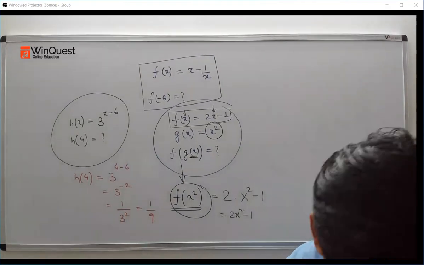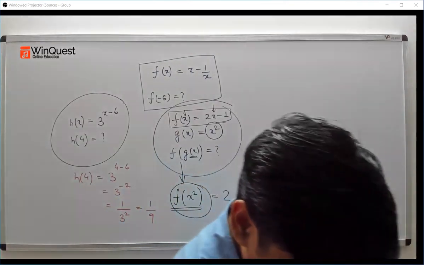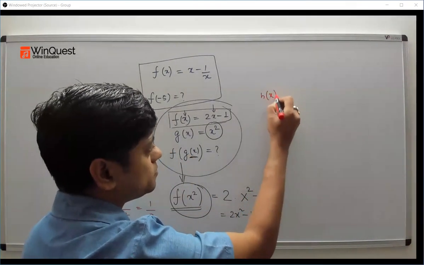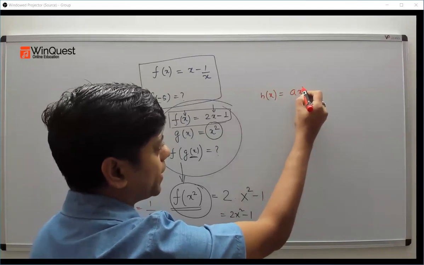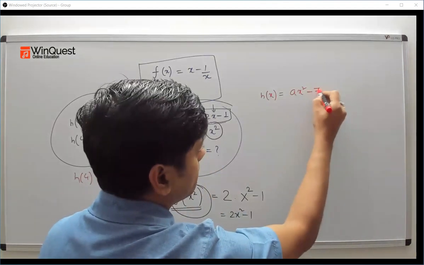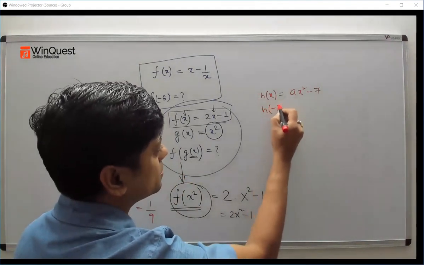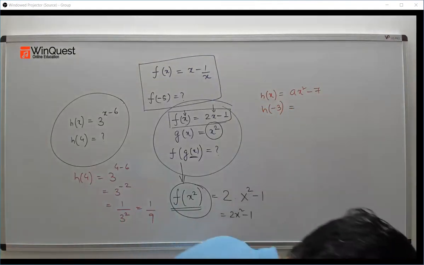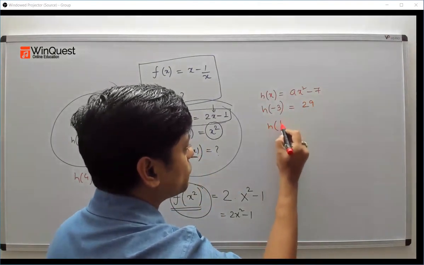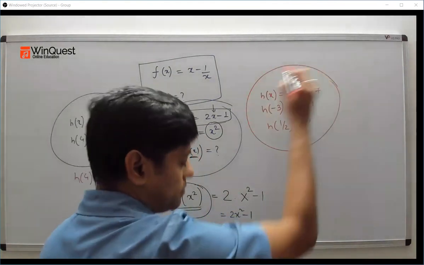Anybody? Okay. I will give you another sample problem. Actually, it's a very good problem. There is a question which says h(x) is equal to ax square minus 7. And it has been given h of minus 3 equals 29. Asked is h of half equals what? This is actually a SAT problem.